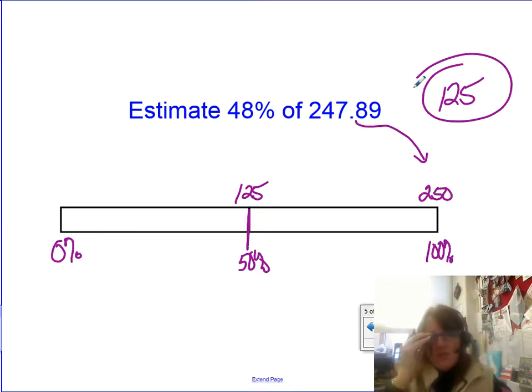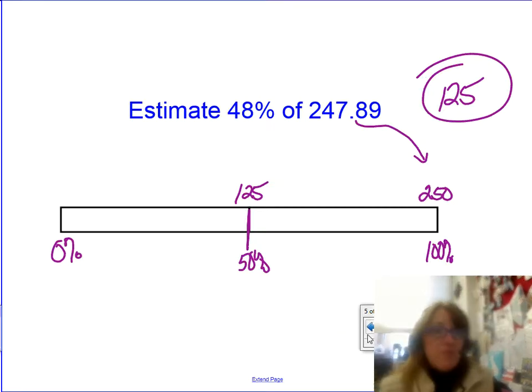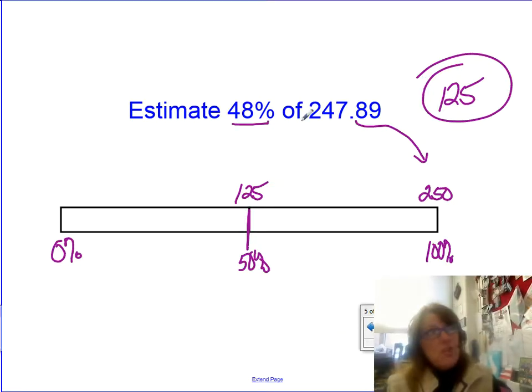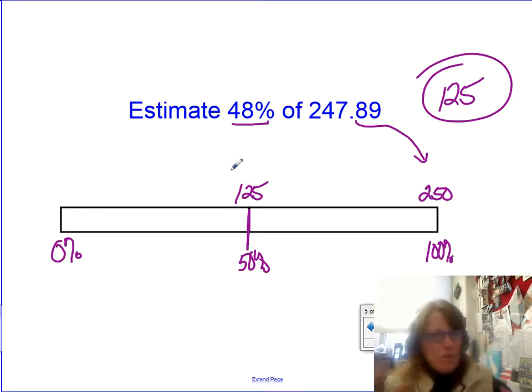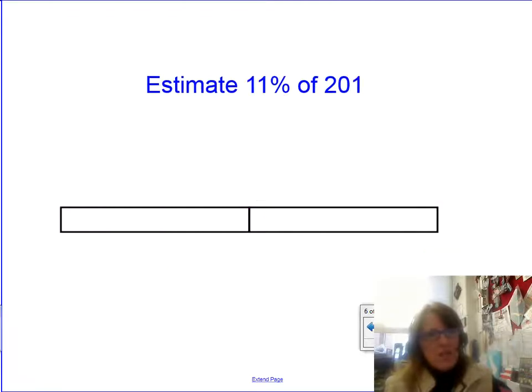I want you to get good at this estimation stuff because frankly, once I actually tell you to do 48% of that number, I want you already in your head to have this estimate of 125. That's about where I should be. Because then if you get an answer that's totally different, it's like, I think I'm way off. Let's look at this example.